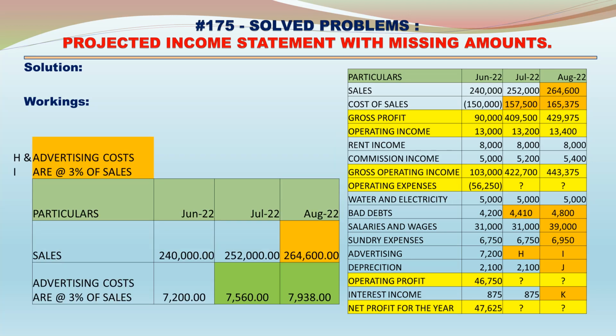Missing items at H and I. Advertising costs are 3% of sales. Sales 240,000 in June, 252,000 in July, 264,600 in August. Advertising costs at 3% of sales is equal to 7,200 in June, 7,560 in July, 7,938 in August. So let us put the respective figures against advertising: 7,560 for July, 7,938 for August.